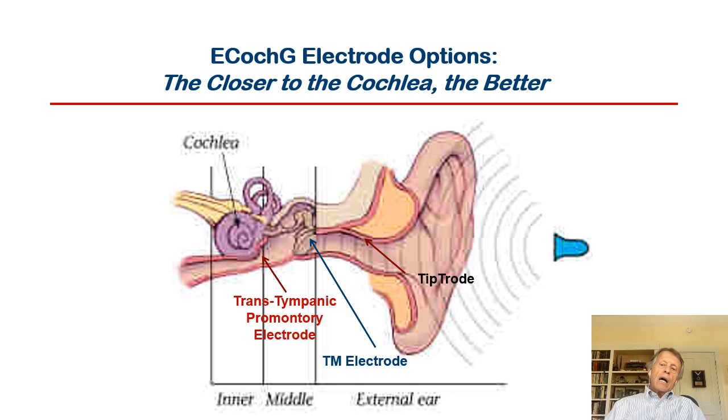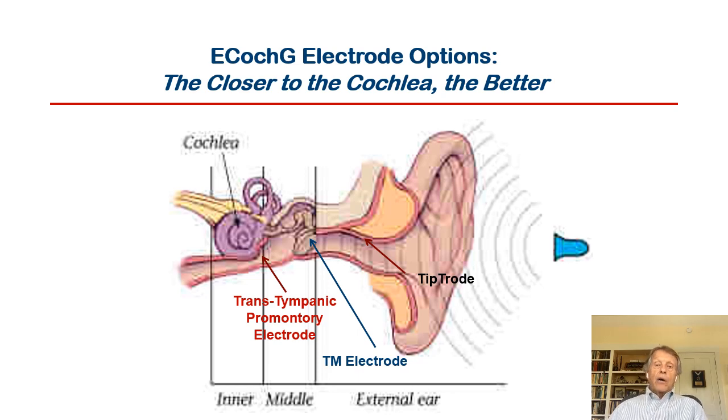Now, ECOG is recorded very similarly to ABR. Basically, you take an ABR protocol and make a few minor modifications. You change some things like the filter settings, you include lower frequencies, but the most important change between an ABR protocol and an ECOG protocol is where you place the inverting electrode. And the basic principle here is the closer that you can get the inverting electrode to the cochlea itself, the better the response.